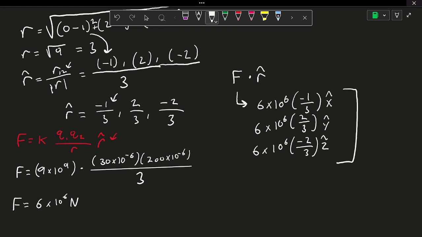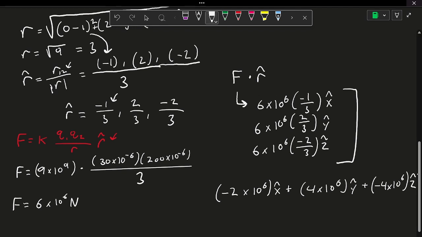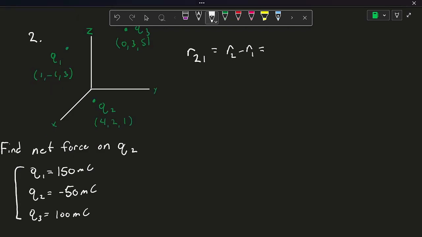And these three answers are going to make up our final answer. So plugging it in, it's going to be equal to negative 2 times 10 to the 6th x hat plus 4 times 10 to the 6th y hat plus negative 4 times 10 to the 6th z hat. And that's going to be our final answer.